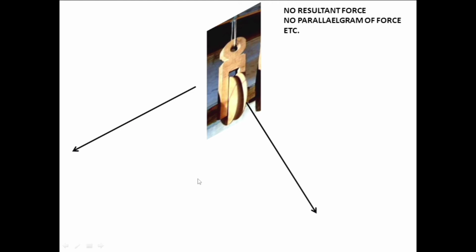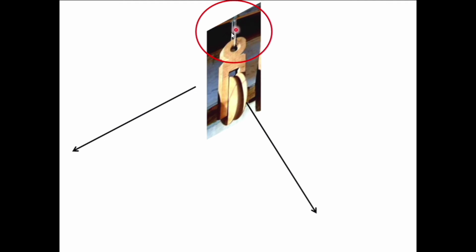Where do you think the weight should be acting? Suppose you have a weight which is being pulled up, and you're pulling it in this direction, where do you think it should be? As far as I think, logically speaking, the whole weight should be concentrated here.